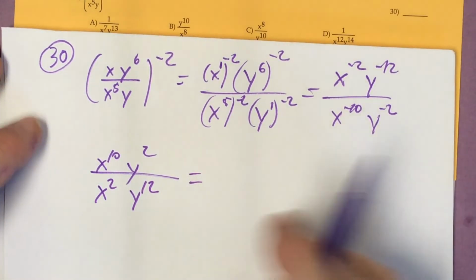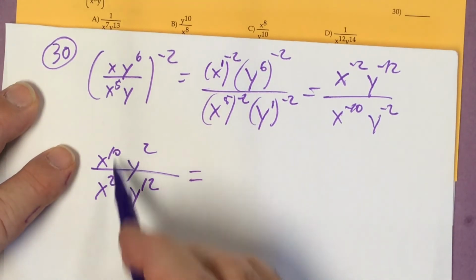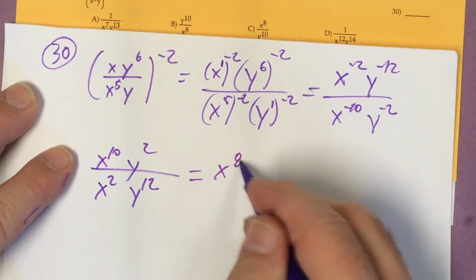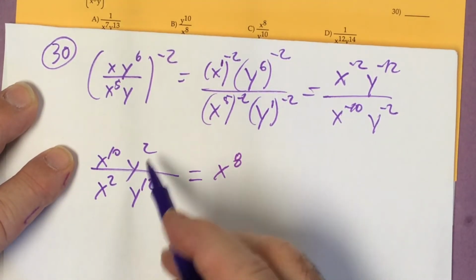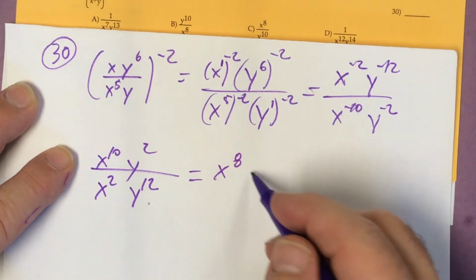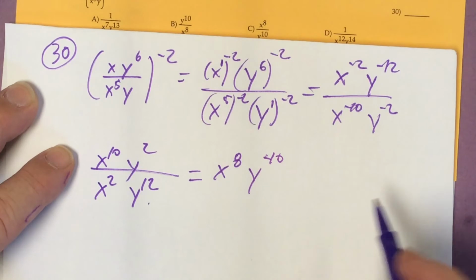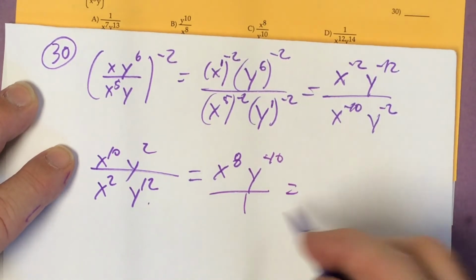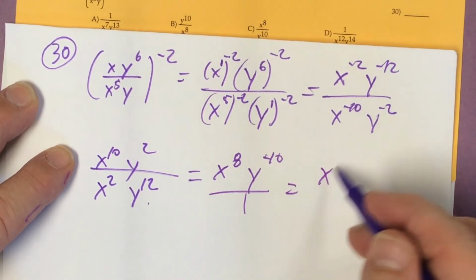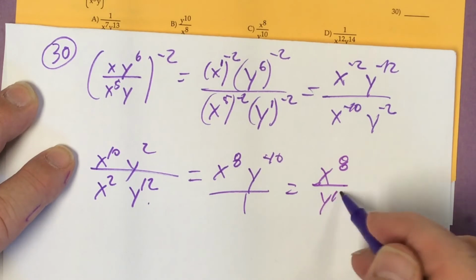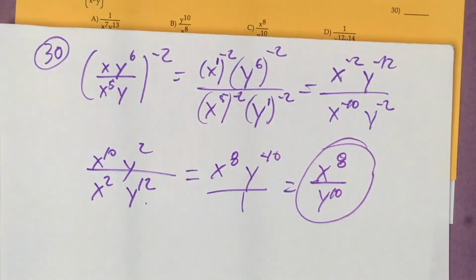Now, you may do this a couple different ways, but 10 minus 2 will give me x to the 8th. 2 minus 12, well, you can either leave just y to the 10th below, or you can write this as y to the 2 minus 12, negative 10. But if you do that, then we're just going to write this as 1, move this down so we get x to the 8th divided by y to the 10th. And we have our final answer for question 30.